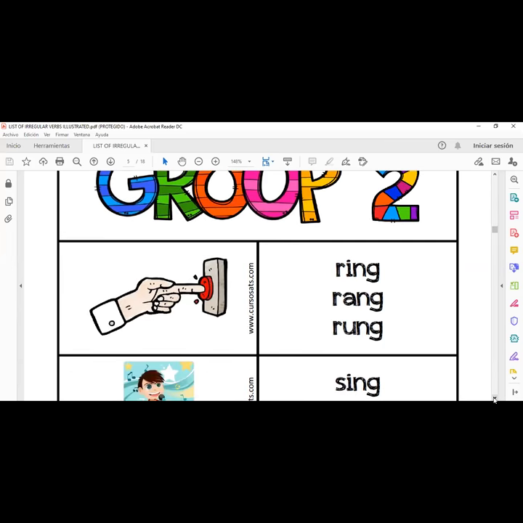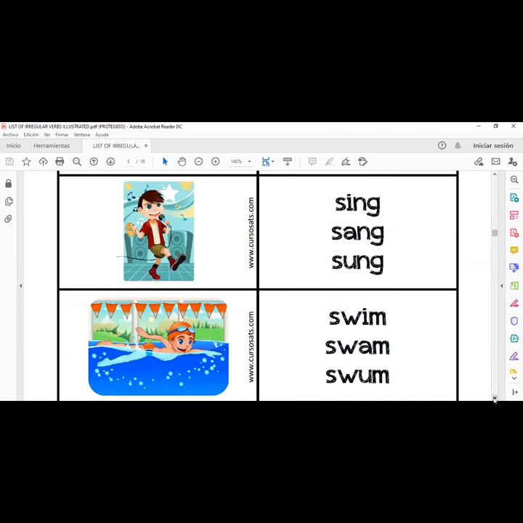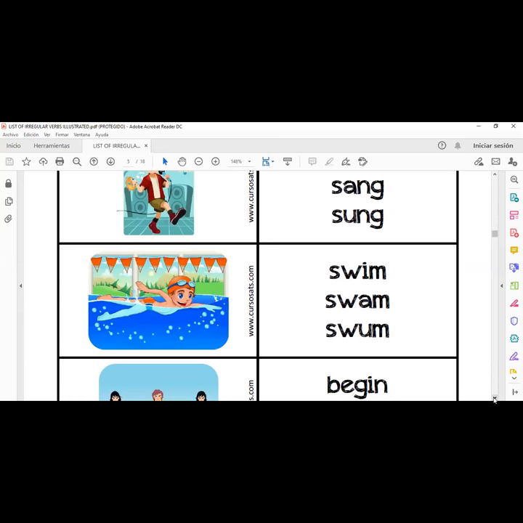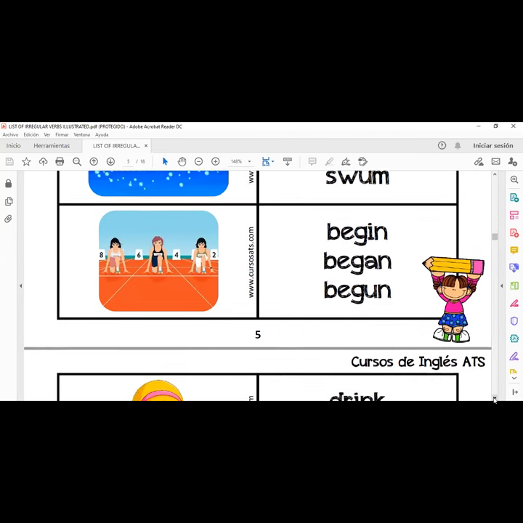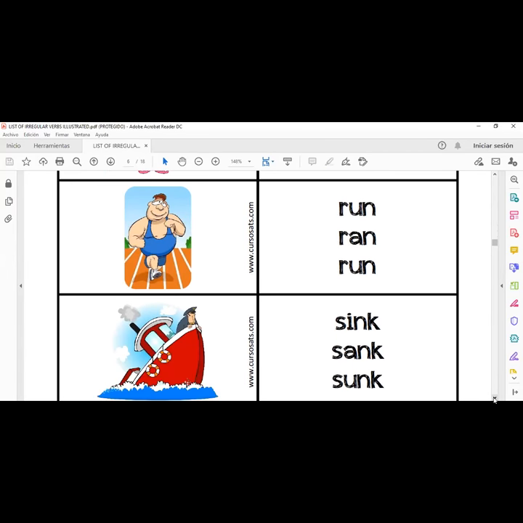Okay, group number two. Ring, rang, rung. Sing, sang, sung. Swim, swam, swum. Begin, began, begun. Drink, drank, drunk. Run, ran, run. Sink, sank, sunk.